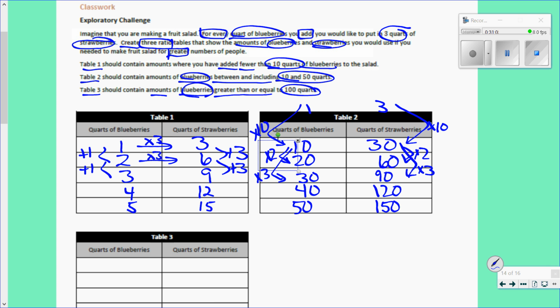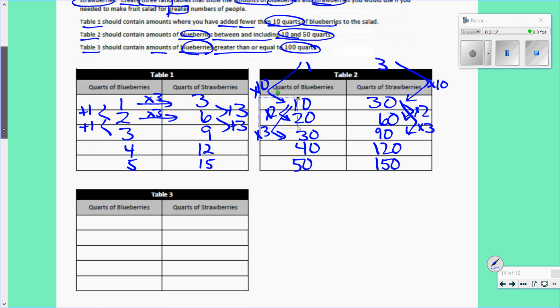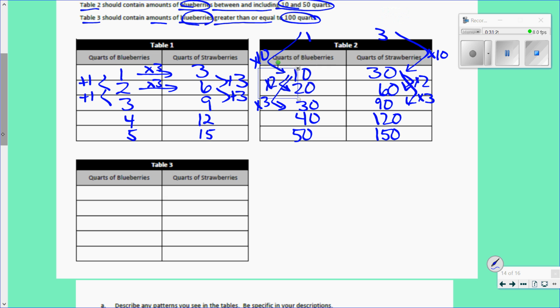Everybody okay? Yes, Janet. Good. So he's seeing an additional pattern. If I take the initial numbers, now I'm just doing a multiple of 10. So I'm just adding a 0 to every single number. Make sense? Now let's look at our last one. Our last instruction said greater than or equal to 100 quarts of blueberries. So that means my first one has to be at least 100. If that's 100, what's my strawberries going to be? John?